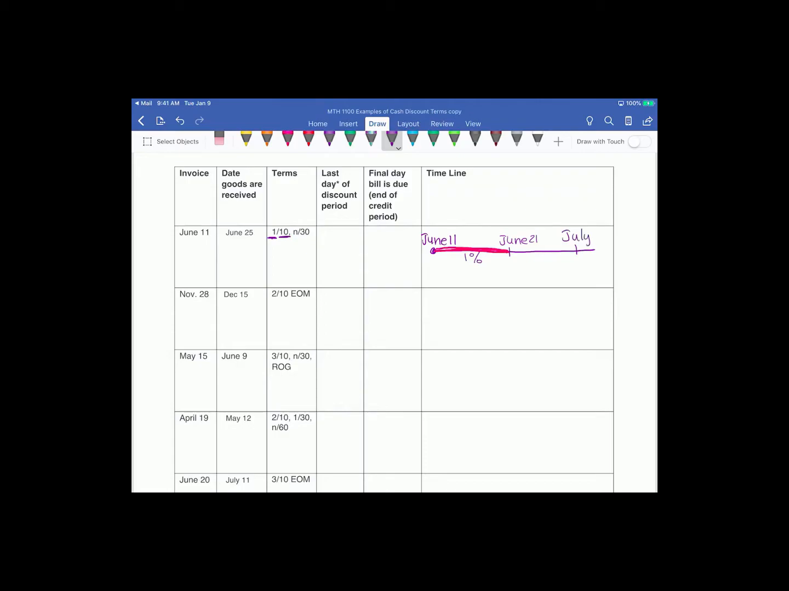July 11th. So I would have to pay in full by July 11th. So the last day, if I look at this column, the last day of the discount period would be June 21st. That would be the last day I can get a discount. And the last day I would have to pay in full would be July 11th.